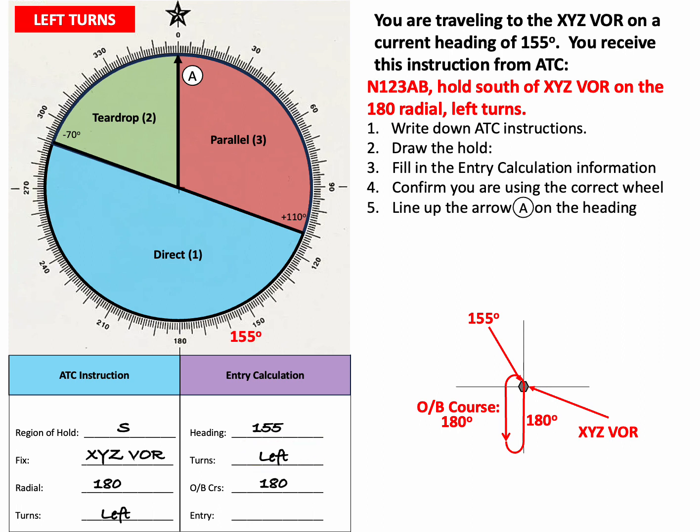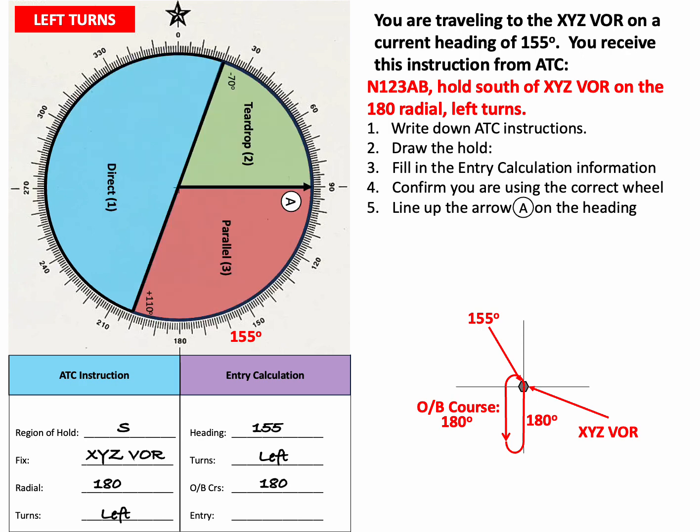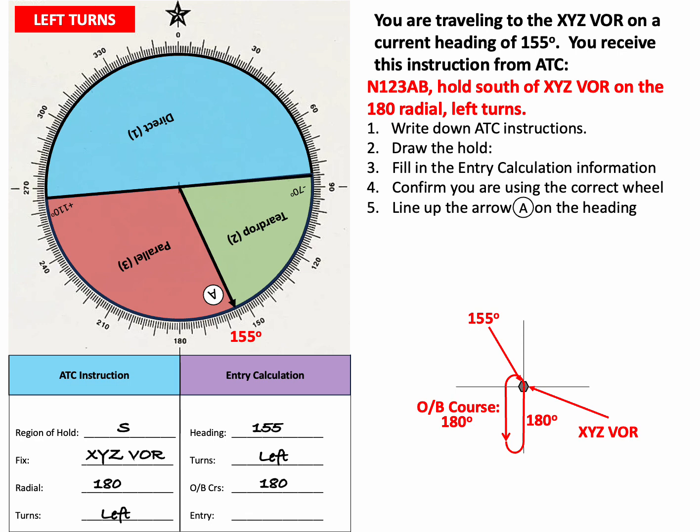First, line up the circle A on the heading. Rotate the wheel until the circle A is on the 155. The next step is to mark the outbound course, or 180. Look at the section where the outbound course is located, and that determines your hold entry. Parallel. Write parallel in the last line of the entry calculation, and there's your answer.